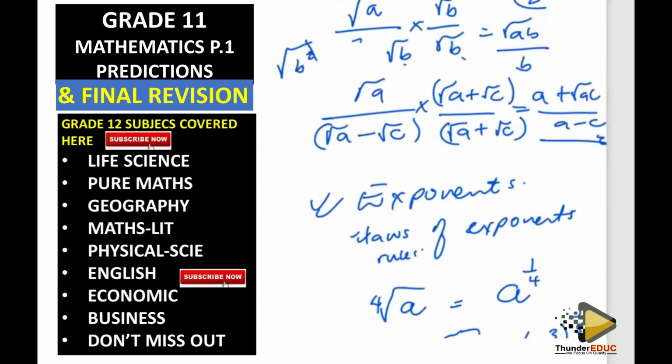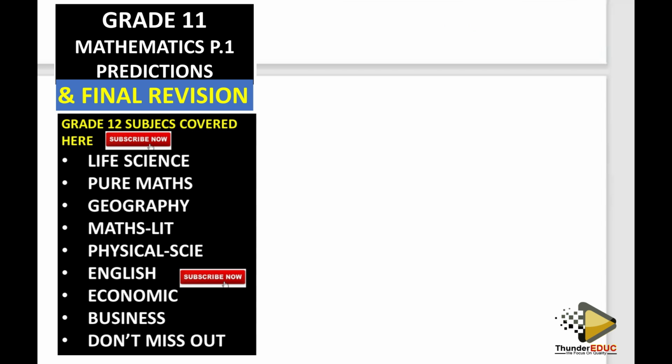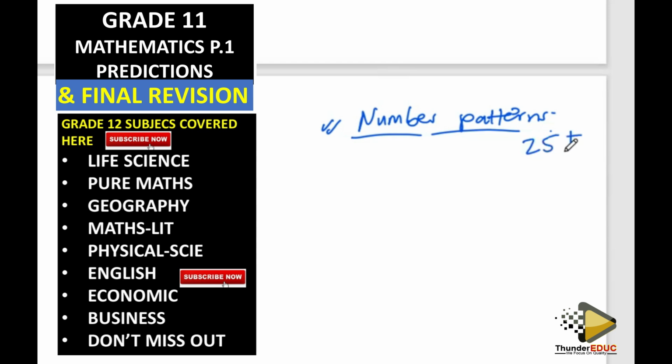Then the second topic that I'll look at is number patterns. Some people call them sequences and series, but that's grade 12 language. In grade 11, we just call them number patterns. So this is not going to carry that much. I'll say a maximum of 25, but plus minus. It can be less than 25 or even more than 25. So under this, we only have 2 patterns that we learned about in grade 11.